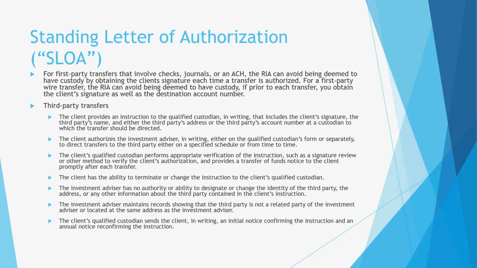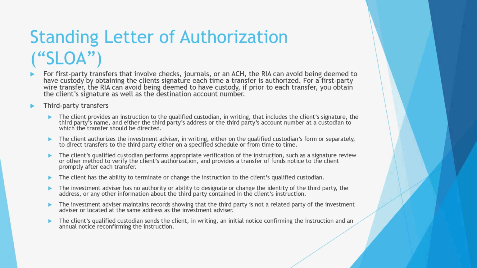an RIA can avoid being deemed as having custody by following the 7 guidelines below, which were provided in the SEC's guidance. The client provides an instruction to the qualified custodian in writing that includes the client's signature, the third party's name, so who are we sending this money to, and then either the third party's address or the third party's account number at a custodian to which the transfer should be directed. So who are we sending it to, where are we sending it to? The client then authorizes the investment advisor in writing, either on the qualified custodian's form or separately, to direct transfers to the third party either on a specified schedule or from time to time.